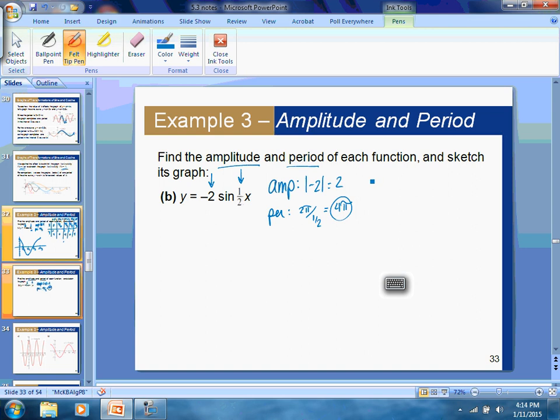So I'm going to make that again here. Now I have a sine graph this time instead of a cosine. So I have x and then y.